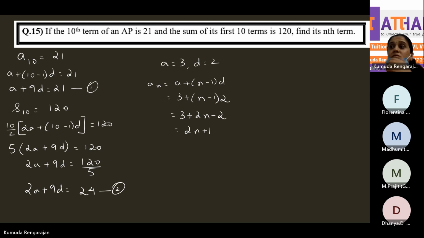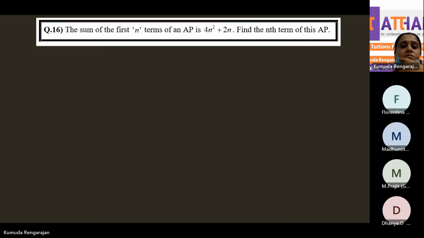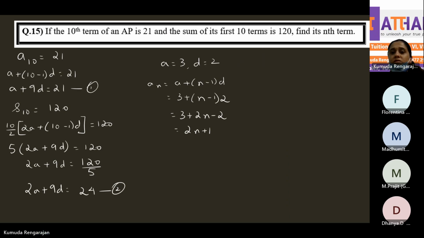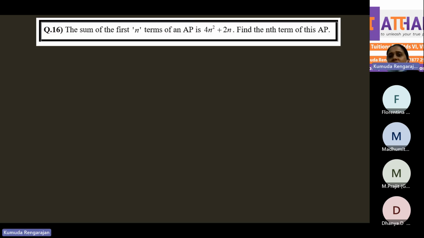Done, children? This is over? Online students, this is over? Yes, ma'am. Okay. This is your next question. Oh, the answer is 2n plus 1. Find the nth term. So an is 2n plus 1, that's all. Finished? This is the next question.